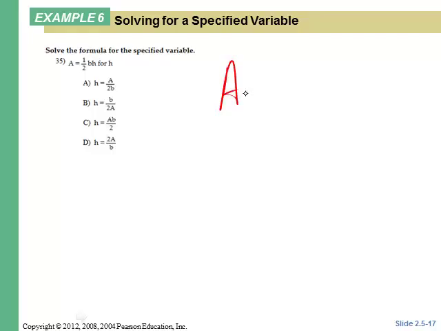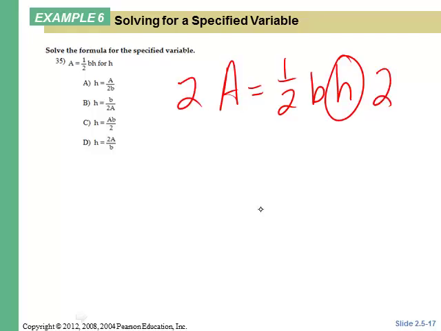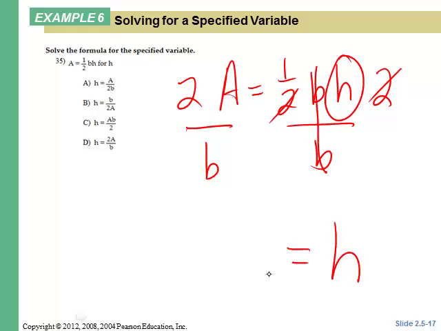Okay, so I write the formula, A equals 1/2 B H, and we want the H all alone. So the first thing we're going to do is multiply both sides by 2. That'll get rid of the 1/2 over here. And then divide both sides by B, and that will get rid of the B over here. And we're left with H equals 2A over B. H equals 2A over B, which is letter D.